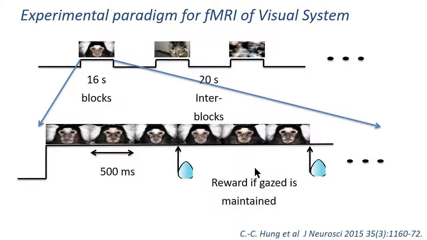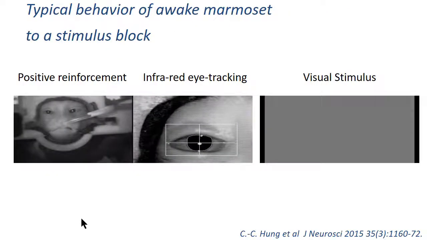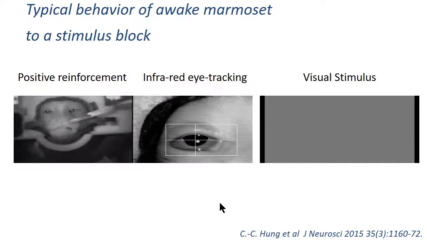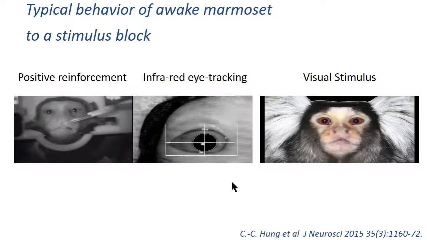That's just to incentivize the animals to be looking at the screen. And here's an example of the animal. This is the tube that brings in the reward and the eye tracking camera. There's no stimulus, so the animal is looking anywhere. You see how the gaze is varying all over. And then once the spot comes, you see how fixed the gaze of the animal is now.